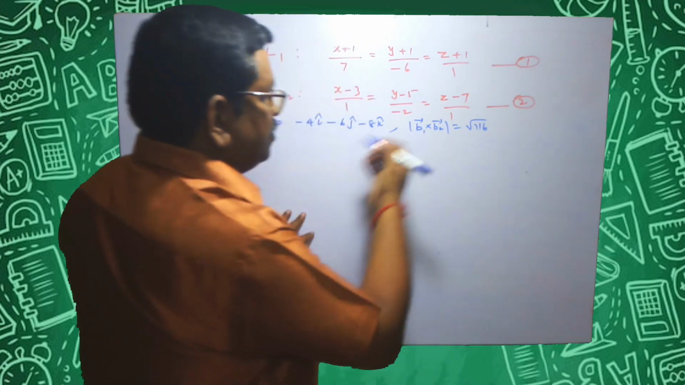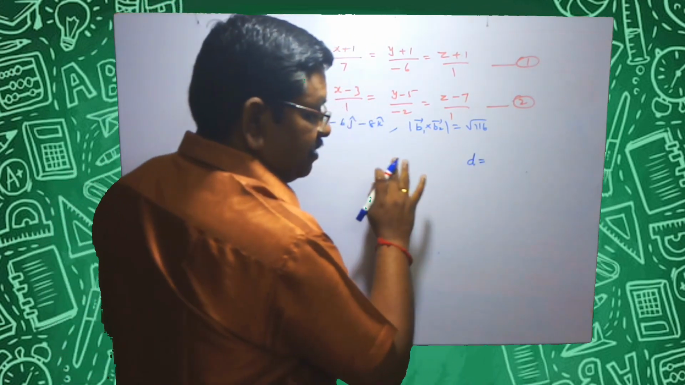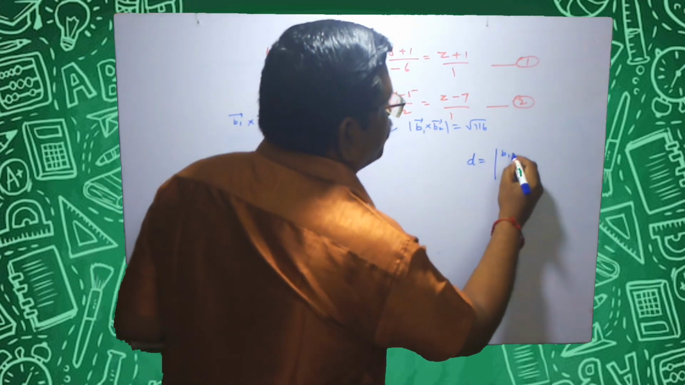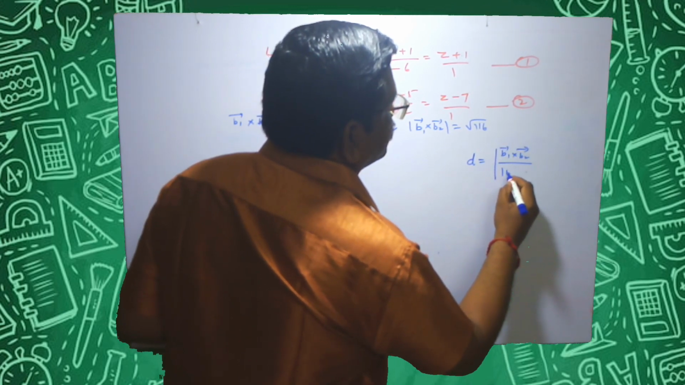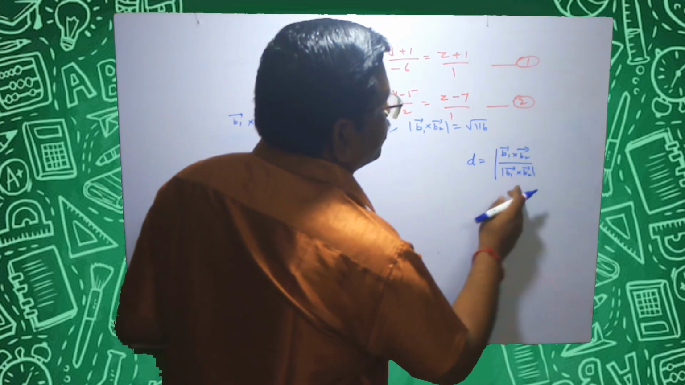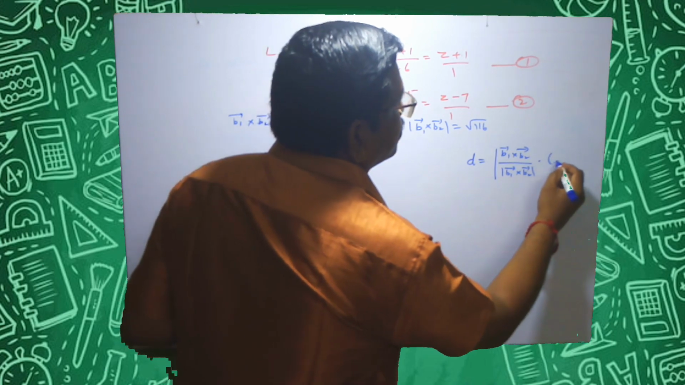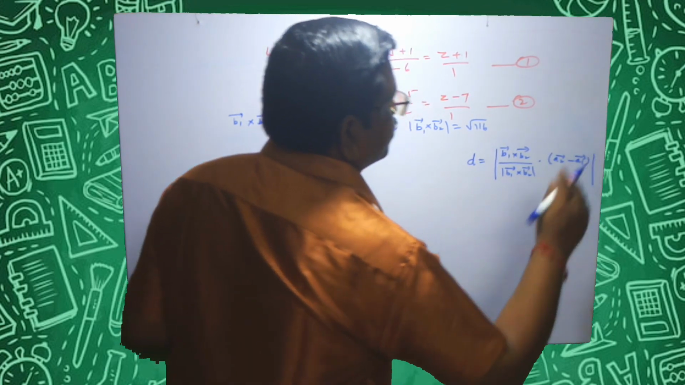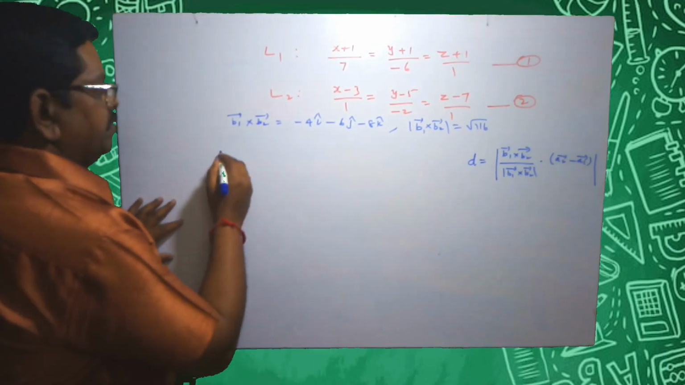So before finding the next things, we can write the formula. D value is equal to modulus of B1 cross B2 vectors by modulus of B1 cross B2. This is the magnitude of B1 cross B2 dot A2 minus A1 vectors. Here we need what is A1 and what is A2.